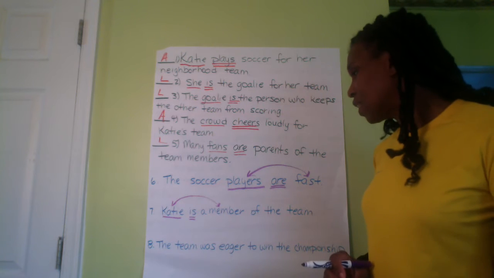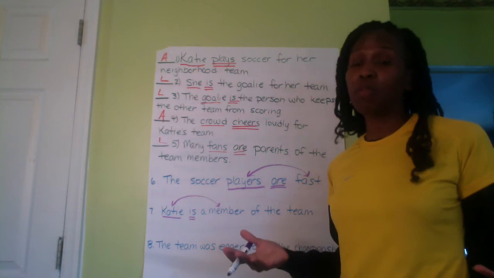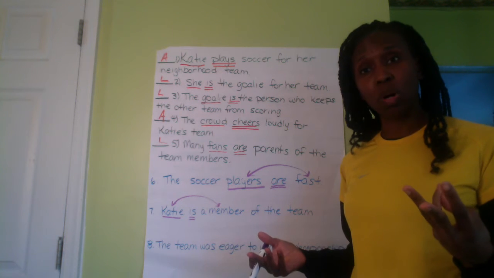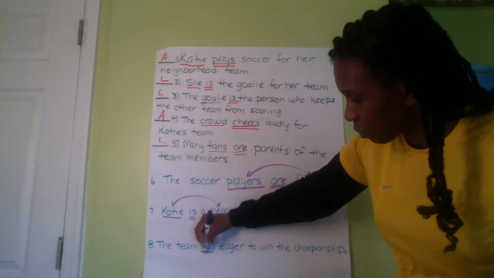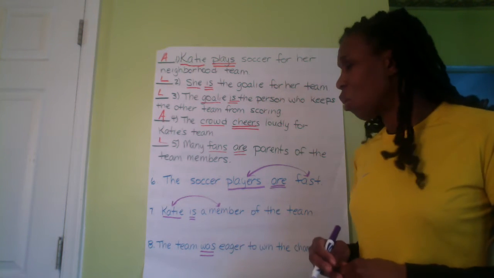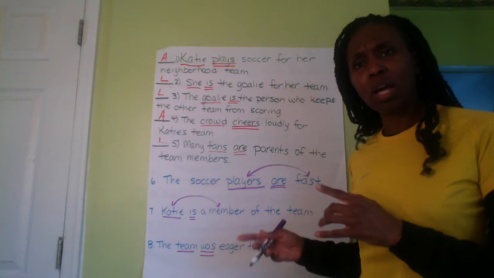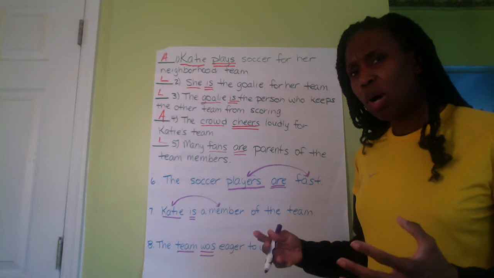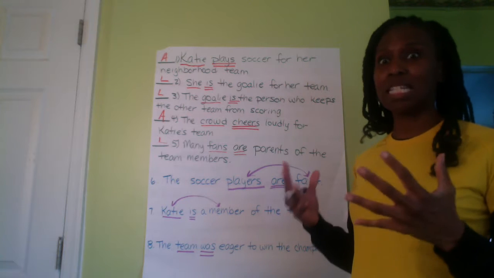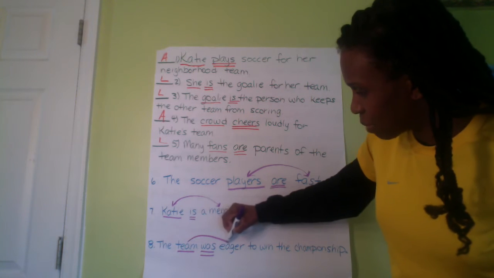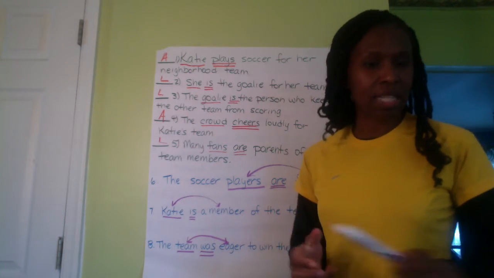And then number 8, the team was eager to win the championship. I bet they were. All right, again, we already know we're looking for a linking verb. Am, is, are, was, were. I see one of those words in the sentence that I just recited. Was is my linking verb. And who or what was? The team. That's our subject. And we need to find out what was is linking team to. The team was who or what? They were eager. They were excited. They were anticipating. All right, so team is being linked to eager. All right? Okay, let's go ahead and go on to the next section.